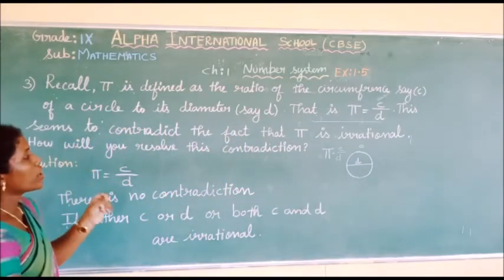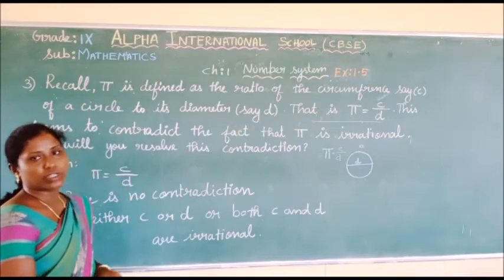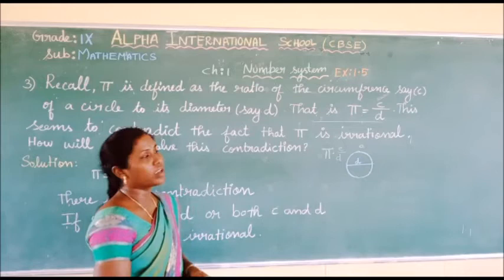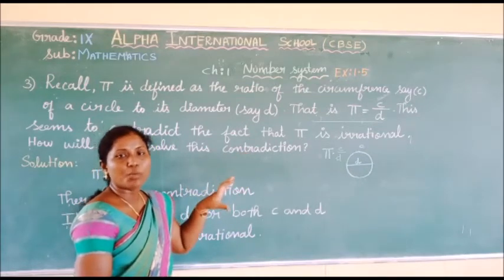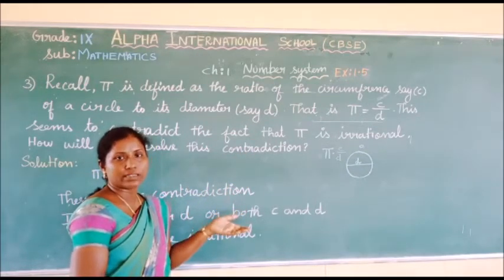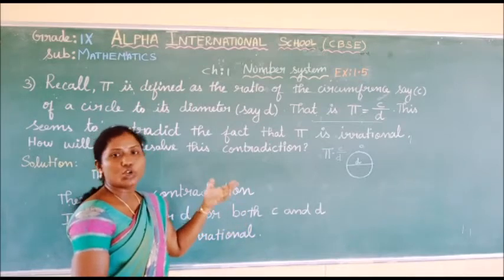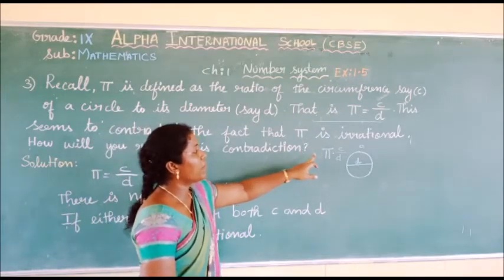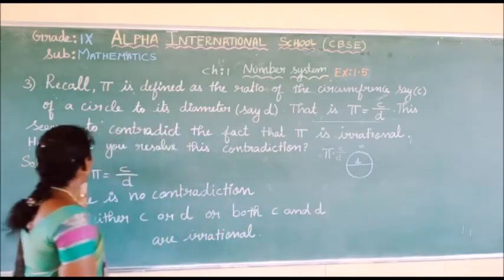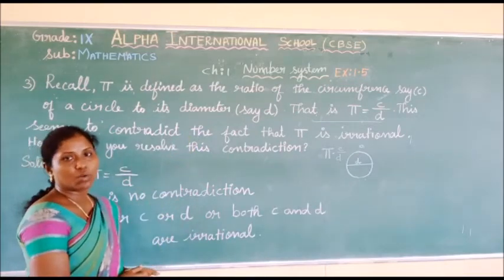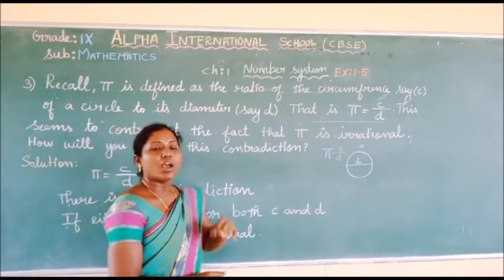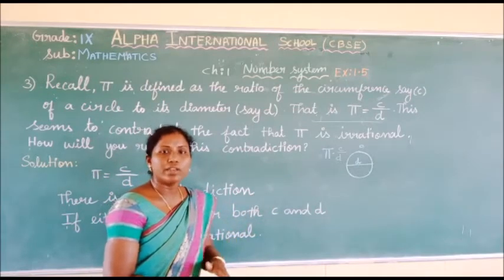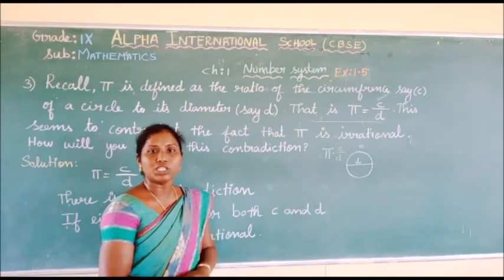This seems to contradict the fact that pi is irrational. We know that clearly pi is an irrational number, isn't it? But the given form contradicts that. Contradicts means opposite, it is not true, so the contradiction will come. How will you resolve this contradiction? What is the solution for this contradiction? For what values will this contradiction be resolved? Because surely we know that without doubt pi is an irrational number.